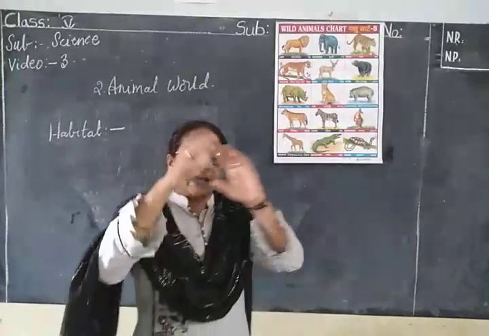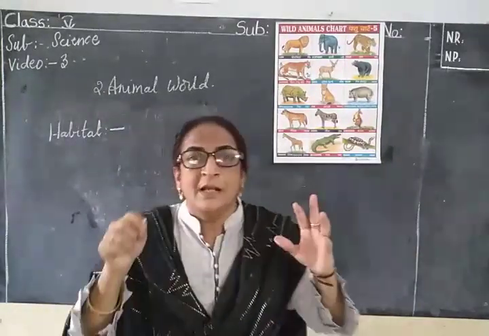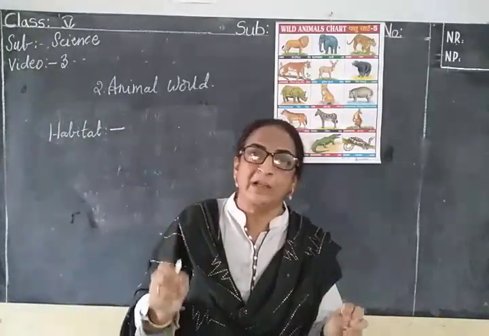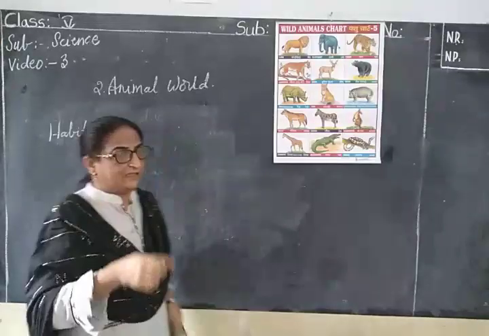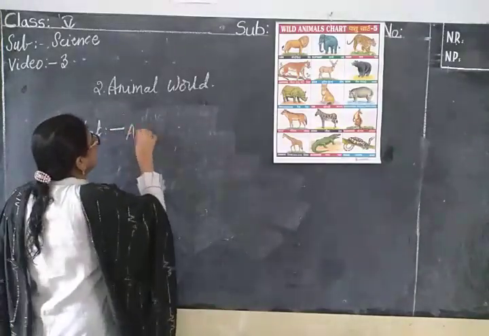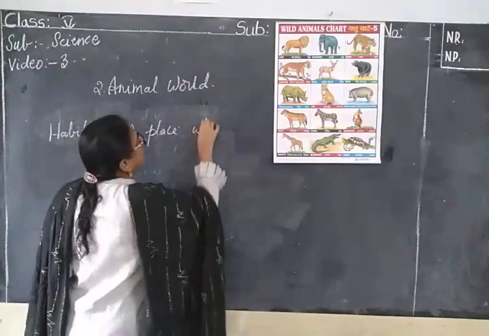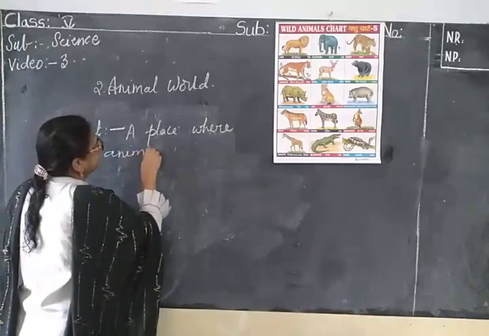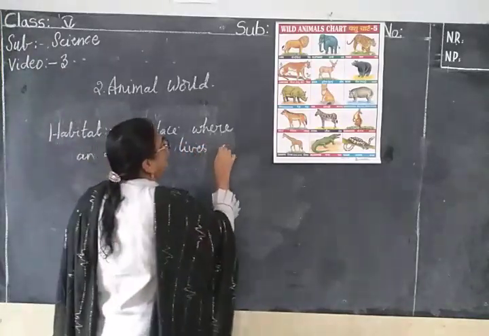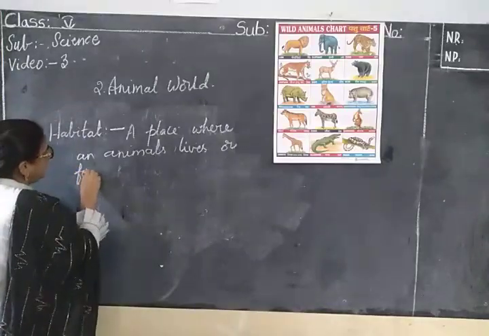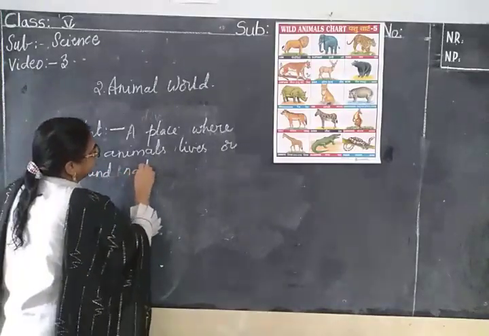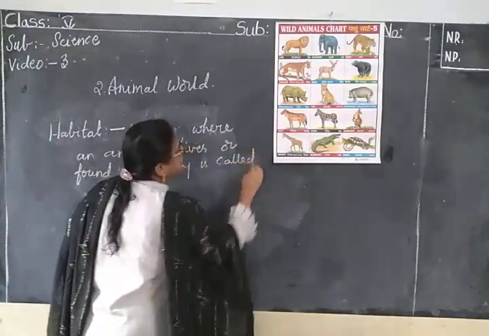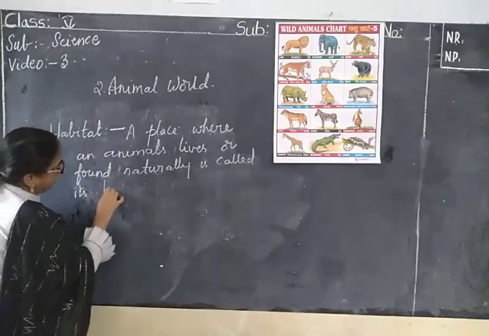Now on earth you find animals everywhere. So the place where an animal lives or is found naturally is called its habitat. So what is a habitat? A place where an animal lives or is found naturally is called its habitat.